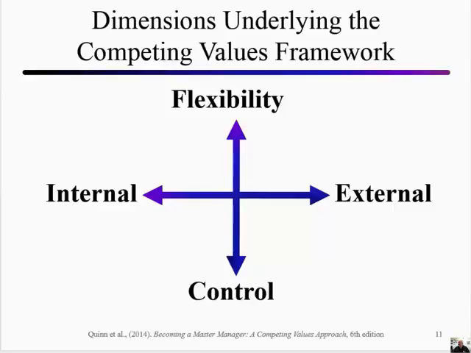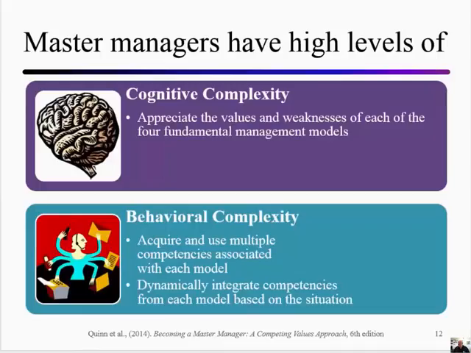So master managers then have to have a high degree of flexibility, and that comes from cognitive complexity. So you're able to appreciate the values and weaknesses of each of the four fundamental management models. You've got to critically evaluate them. You've got to say, well, this is good in this environment and this is good in that environment. You have to have a gut feeling for how to apply these models, and the competencies or the activities that we get you to develop over the course by looking into yourself, looking into your environment, will help you develop that cognitive complexity. So keep making sure you're doing those assigned activities each week.